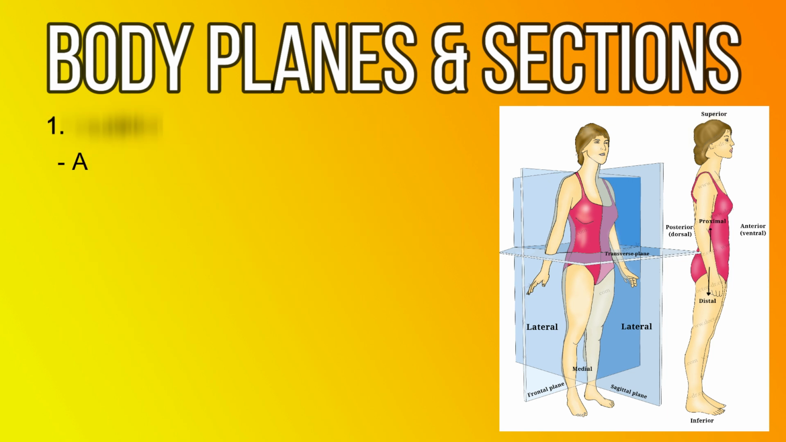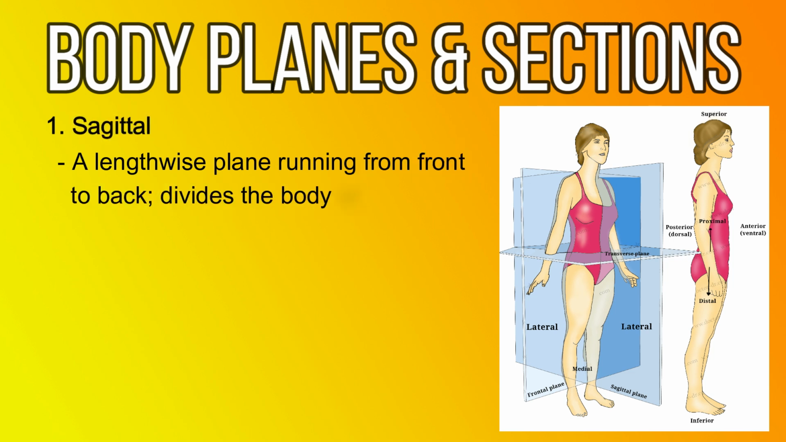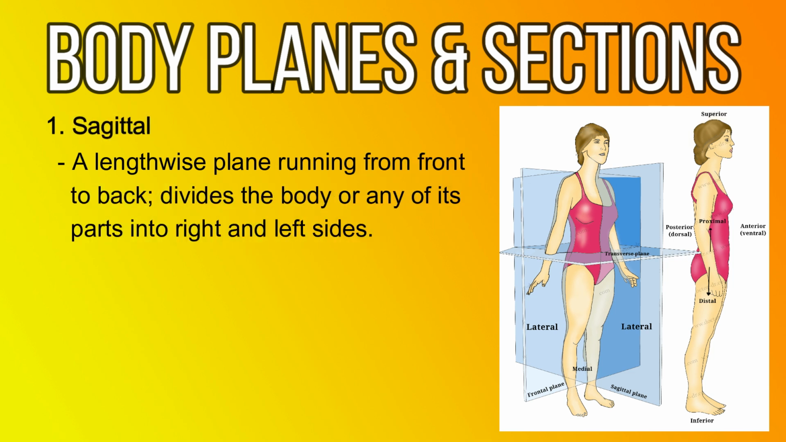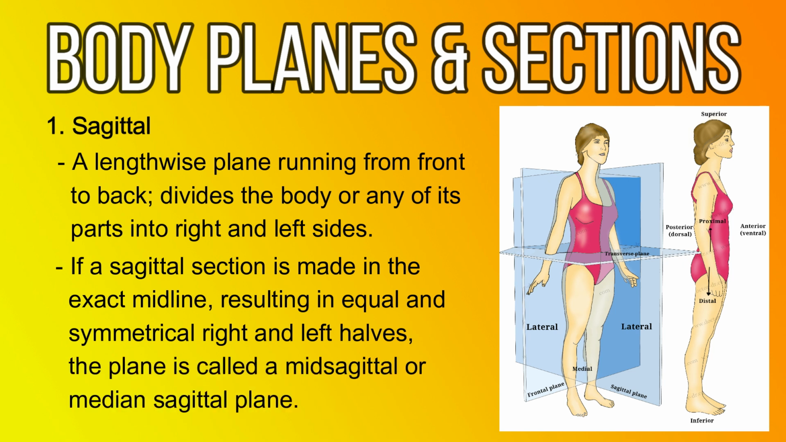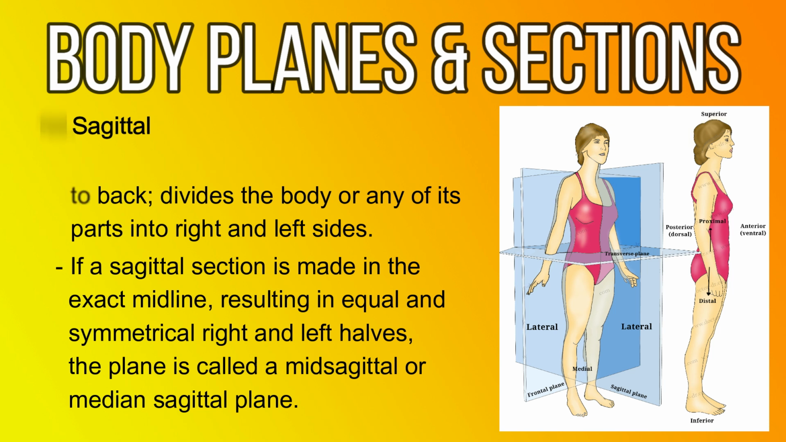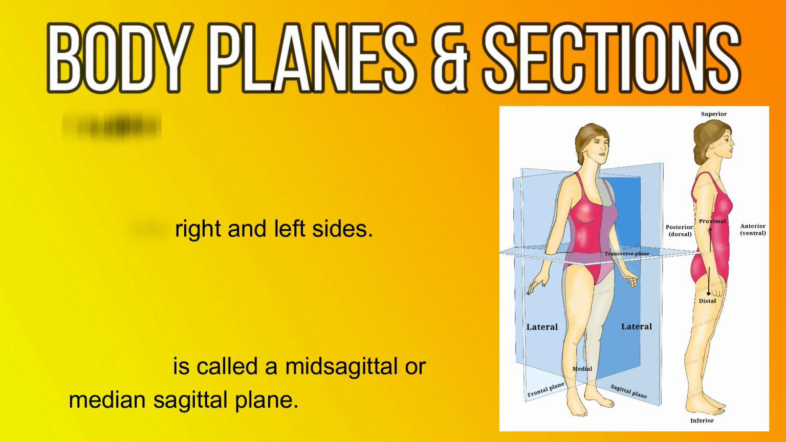Sagittal. A lengthwise plane running from front to back divides the body or any of its parts into right and left sides. If a sagittal section is made in the exact midline, resulting in equal and symmetrical right and left halves, the plane is called a mid-sagittal or median sagittal plane.